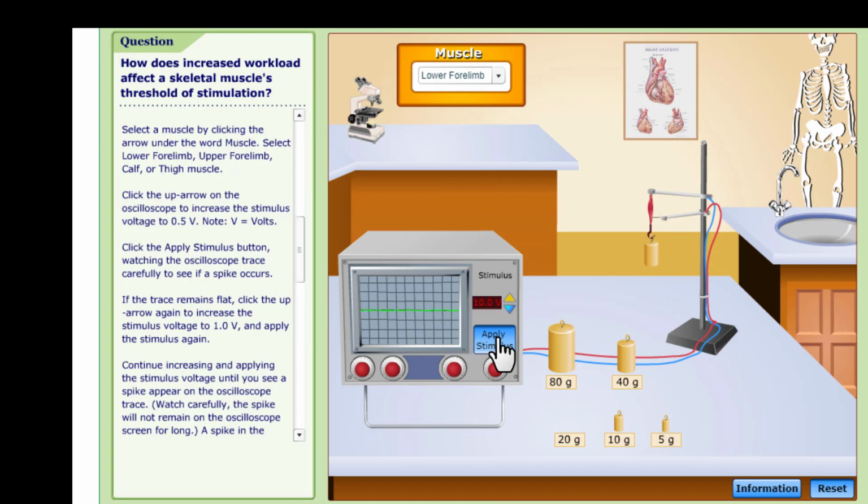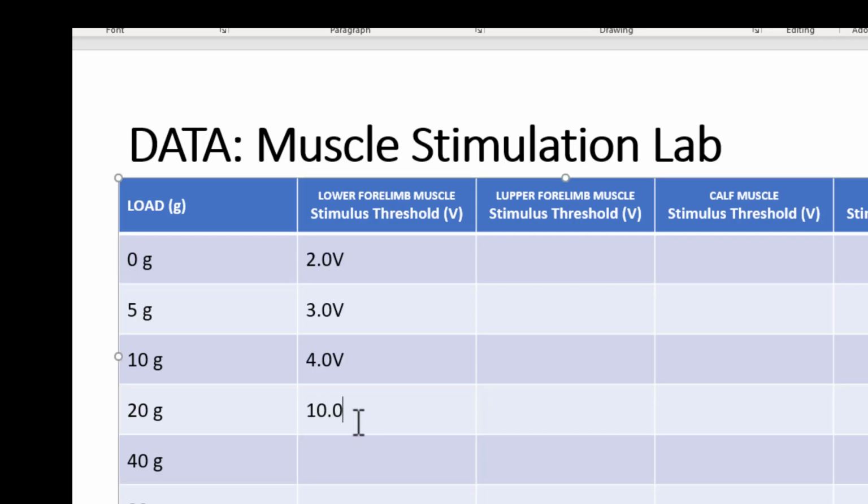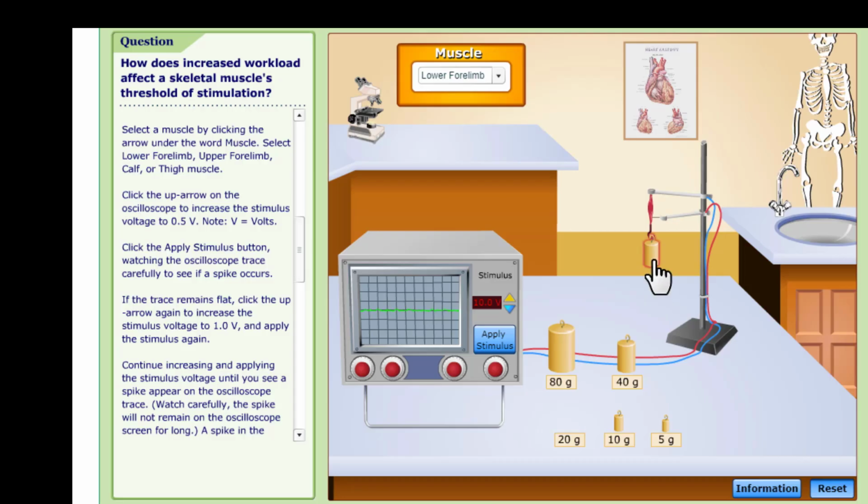We see with the 20-gram weight, we have a threshold stimulus of 10 volts. Let's record our data. Let's apply the 40-gram load. We see with the 40-gram load that we cannot elicit the muscle twitch at the maximum voltage of 10 volts. Notice that the oscilloscope does not go any higher than this. We have reached the muscle overload. Let's make sure to record this in our data table.